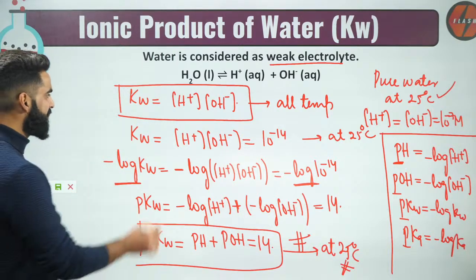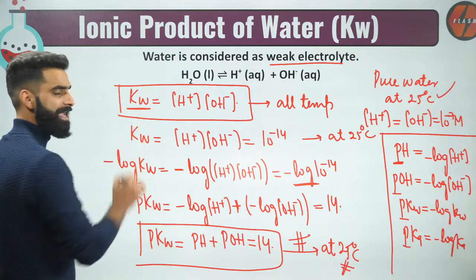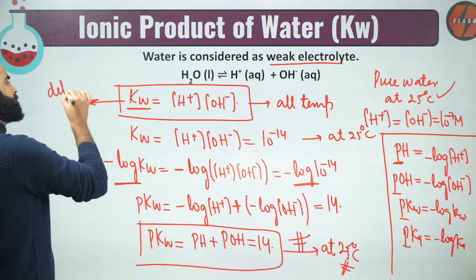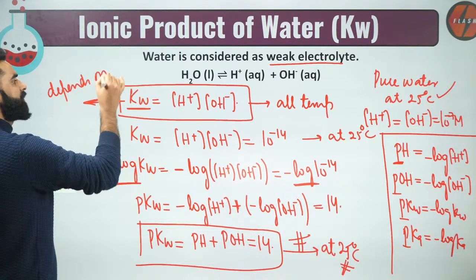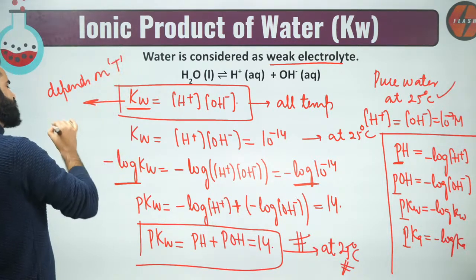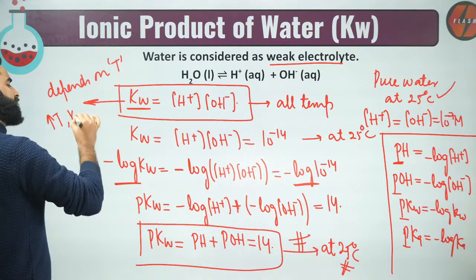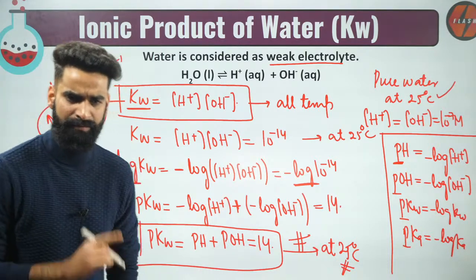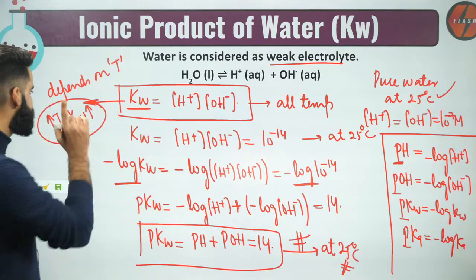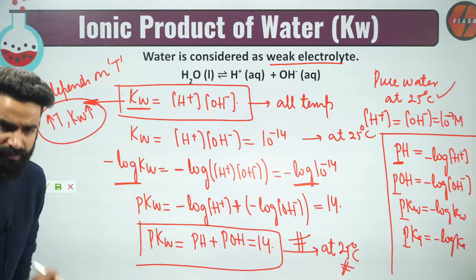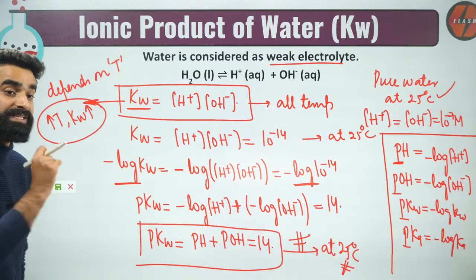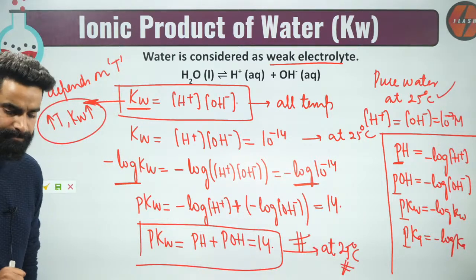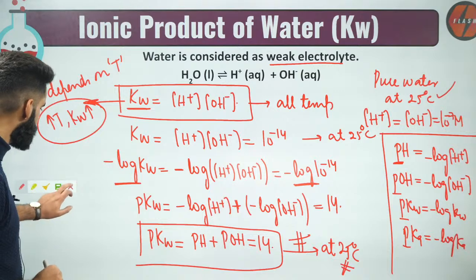Remember one more thing. This Kw, which is called the ionic product of water, depends on temperature. If you increase the temperature, the value of Kw also increases. Remember that as well. I want you guys to take a note of this statement: on increasing the temperature, the ionic product of water increases.